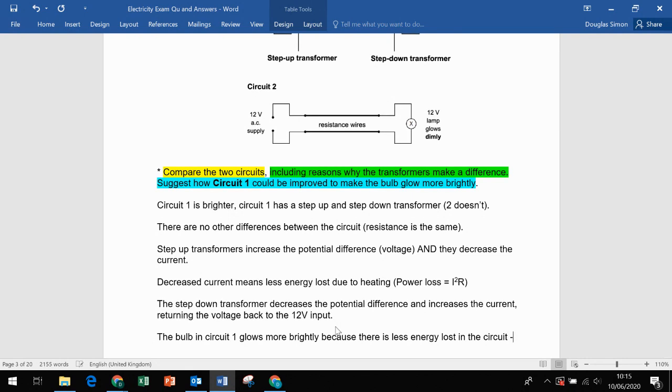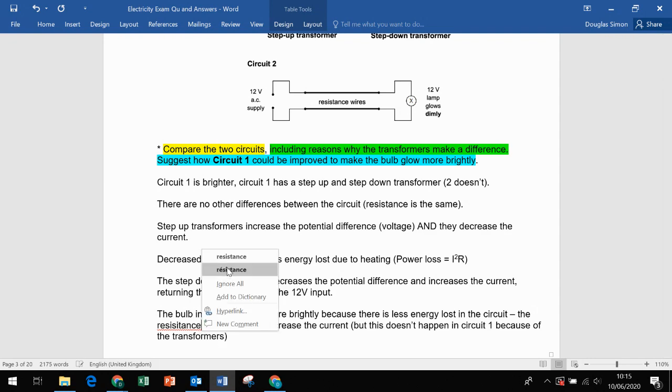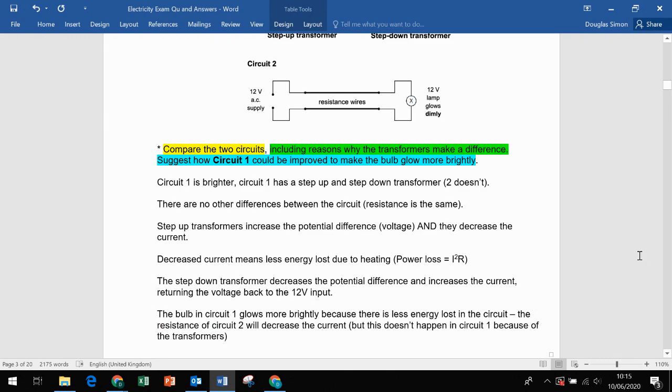I always write a little bit too much in these questions, but it's a good thing. I might just write the resistance of circuit 2 will decrease the current. But this doesn't happen in circuit 1 because of the transformers. All right. So I'm pretty sure this will get 6 marks. So you can pause the video now and check it through.